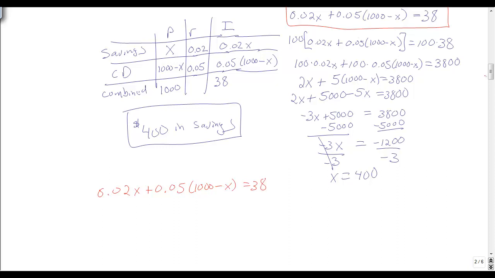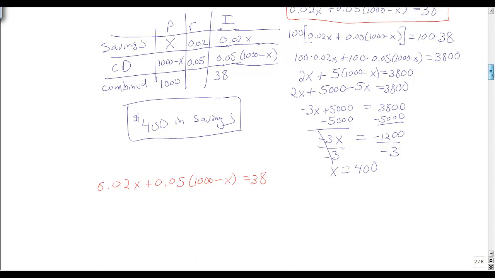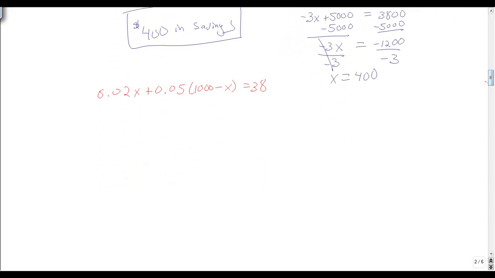So if we didn't multiply by 100 each time to get rid of the decimals, what would this have looked like? It's not going to be that much worse, a little different. So I'm going to get 0.02x. I'm going to distribute the 0.05 first. So 0.05 times 100, that's going to be multiplied by 5, but move the decimal point over 2 spots. That's going to be plus 50 minus 0.05x equals 38. And then I can add the 0.02 plus the negative 0.05. That's negative 0.03x plus 50 equals 38.